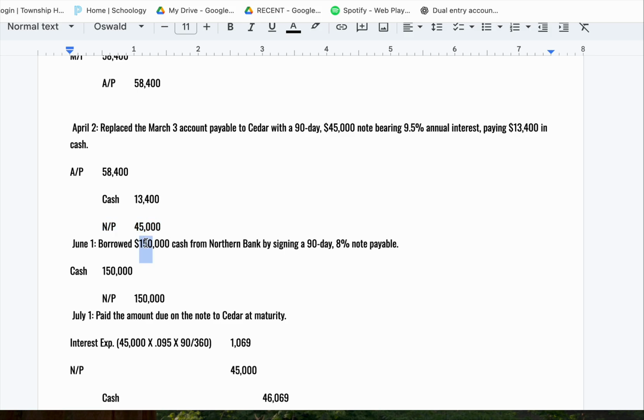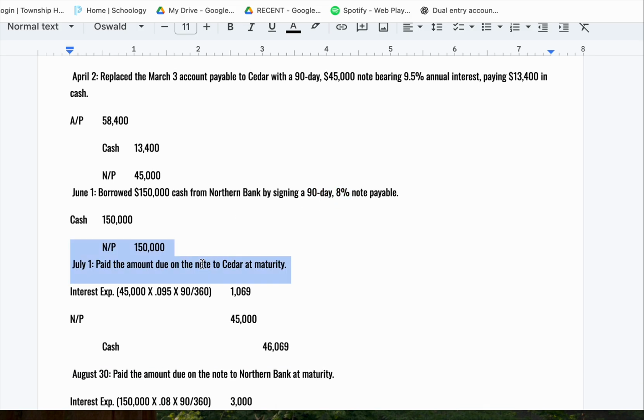And then this is just another transaction where they borrowed $150,000 by signing a $150,000 note to be paid back in 90 days at 8% interest. And then on July 1st, pay the amount due on the note to Cedar at maturity.